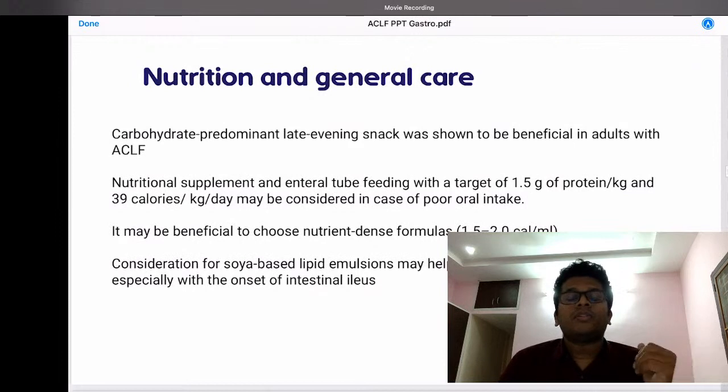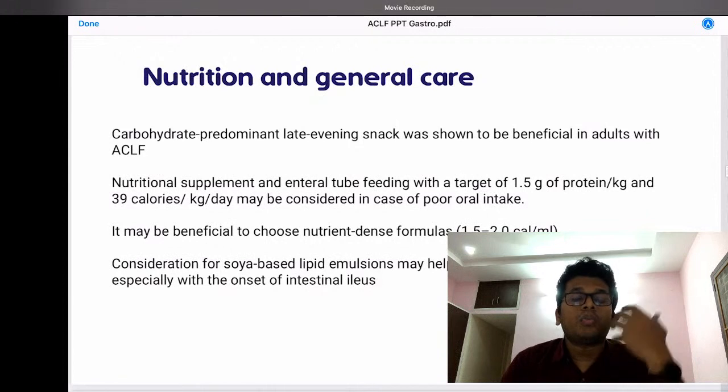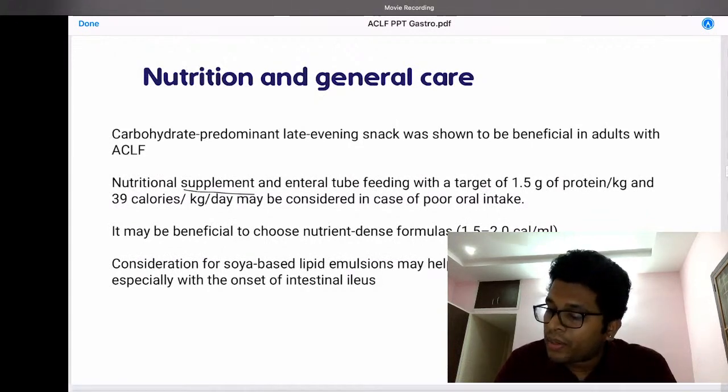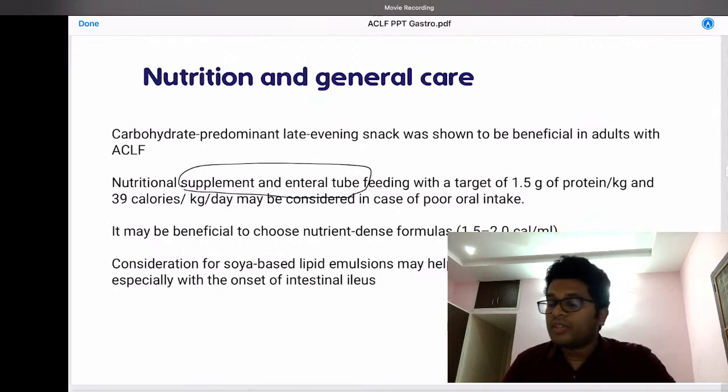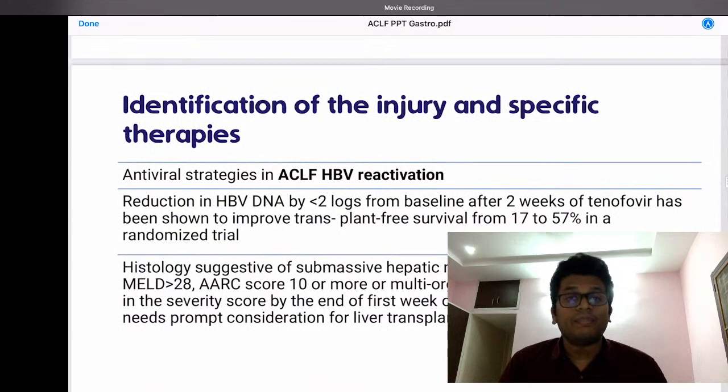It may be beneficial to choose nutrient dense formulas in these patients. Usually it will have 1 cal per ml, but in these patients we should be able to give 1.5 to 2 cals per ml. Also, consideration of soya-based lipid emulsions may help reduce inflammation. Sometimes, if we are not able to feed orally to reach that target, we might even go on to supplements and enteral tube feeding. Okay, so this is with respect to nutrition, which is least considered in many settings.